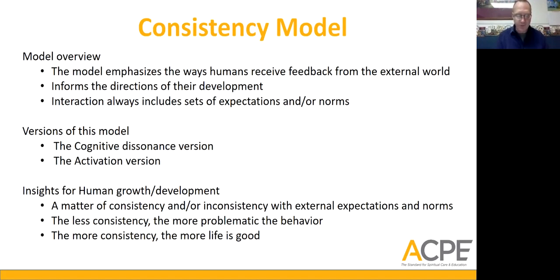There is a de-emphasis around ideals and versions of non-ideal lifestyles and around developmental patterns. Maddie identifies two versions of this model, the cognitive dissonance version and the activation version. Human development is a matter of consistency and/or inconsistency with external expectations and norms. Where a developing human experiences inconsistency, there will likely be an impact on their behavior. The less consistency, the more problematic the behavior. The more consistency, the more life is good. This theory tends to avoid making distinctions between ideal and non-ideal lifestyles in favor of positive experience of consistency.